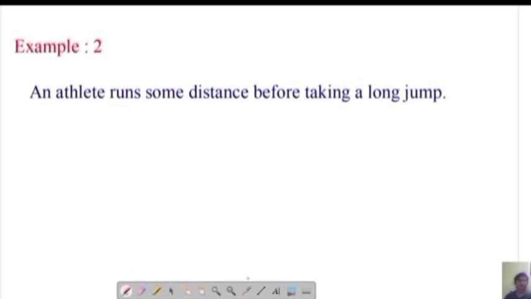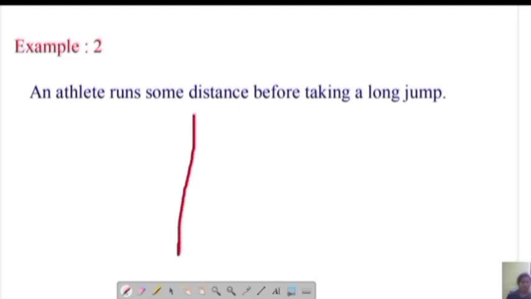So next example: an athlete runs some distance before taking a long jump. That happens in all sports. For example, in cricket, to bowl a ball, the bowler will not start from the exact point from where he has to bowl. He will go quite far back, take a certain distance and start running, then he will bowl, right? Here too, athletes do the same thing.